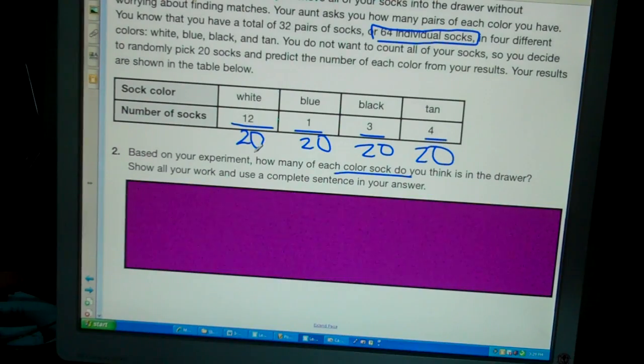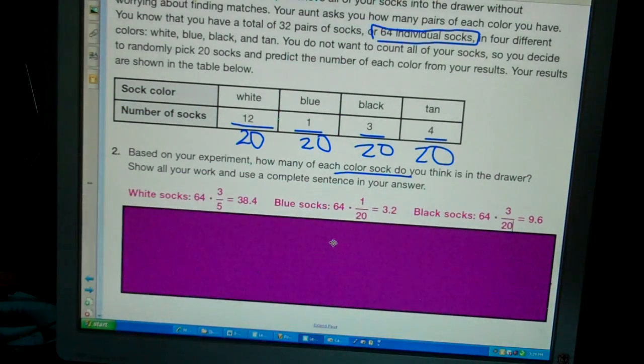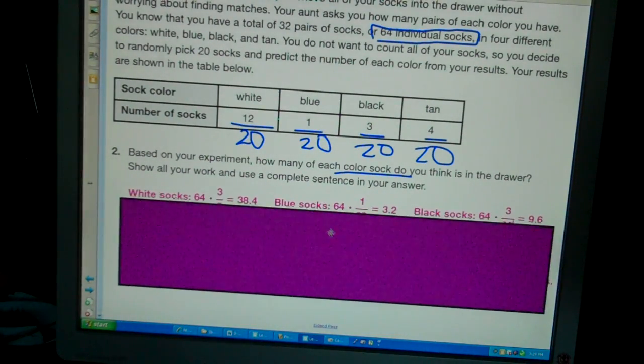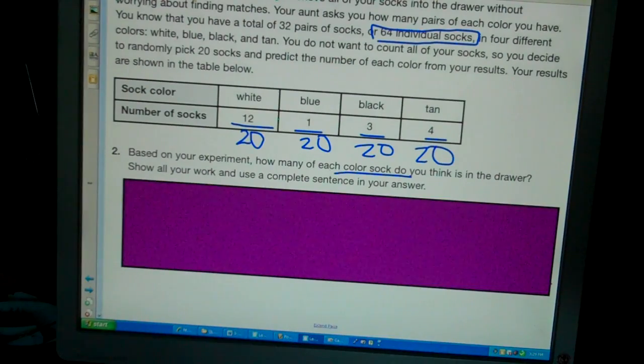Well, I know 12 out of 20. If I do 20 pulls, then 12 would be white. But what if I had 64? So here we're asking for a prediction. So what do you have to do with 12 over 20 and 64? You have to multiply. Okay? So do that. Set this up as a multiplication problem.